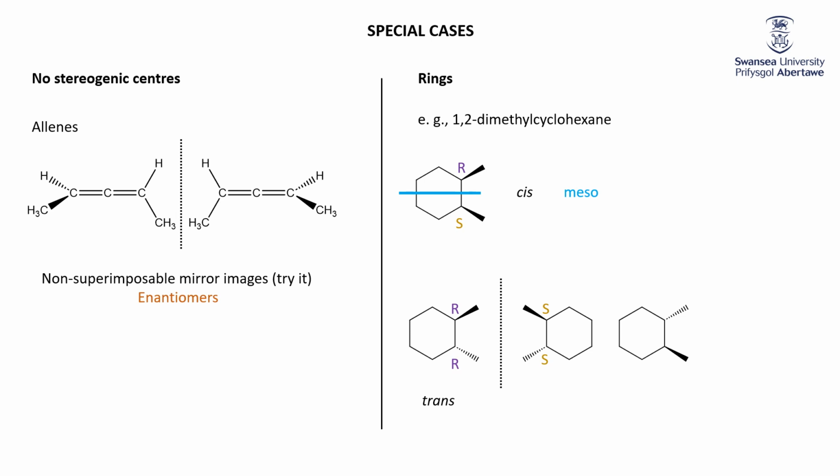Make those models, look at them. Make sure, first of all, that you cannot superimpose the allenes, and then also have a look at these. Make sure that you can see why this is RR, this is SS. These are non-superimposable. However, try and make the mirror image of this, and you'll see it's the same molecule, a meso molecule. See you in class.